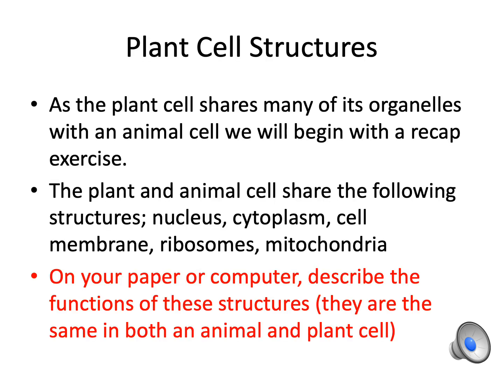So we've already said that really the plant and animal cells are similar. They share a nucleus, the cell membrane, the cytoplasm, the ribosomes and the mitochondria. They're all in common. I'm going to give you some time on your paper or on your computer, and I would like you to describe the functions of each of these structures. Remember that this is a recap from last week.